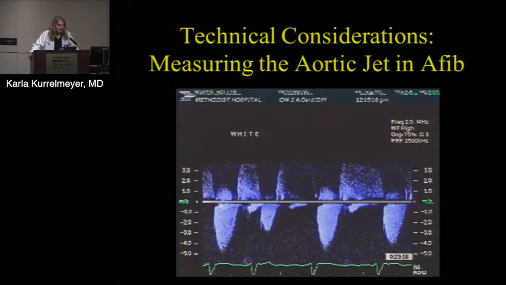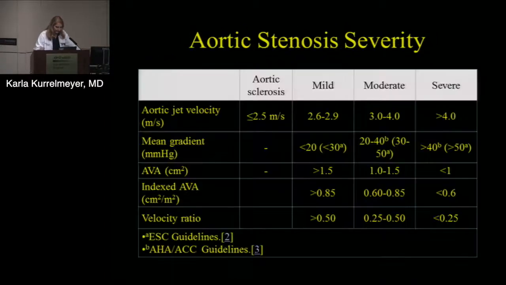What I like to do is match the RR intervals on the pulse wave that's done in the left ventricular outflow tract and match it with the CW that's done. That way you know that they're completely matched, and therefore you get rid of some of that variability from that varying RR interval. If you can do that, do that. I think it's the most accurate. If you can't, then you can just go ahead and average them.